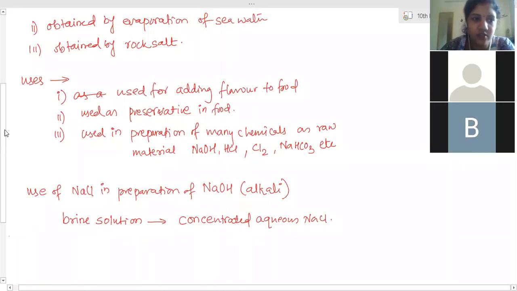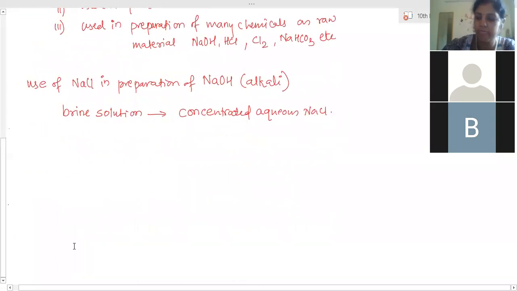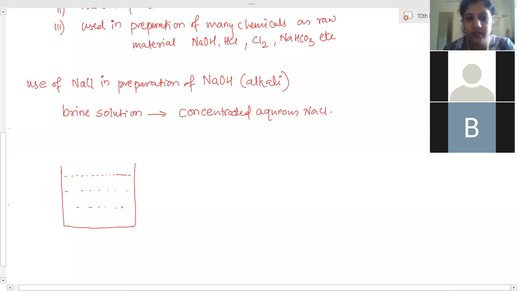For that electrolysis process, we have to take an electrolytic container. It holds this brine solution. We have to pass an electric current through it by inserting two rods. One is the cathode; there are two electrodes. These are graphite electrodes, made from graphite.